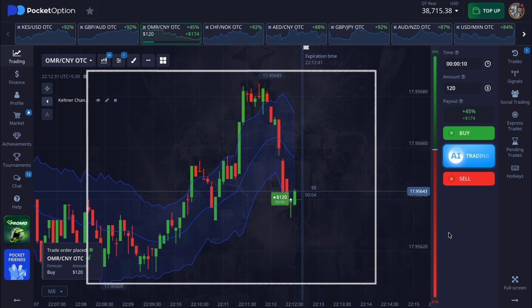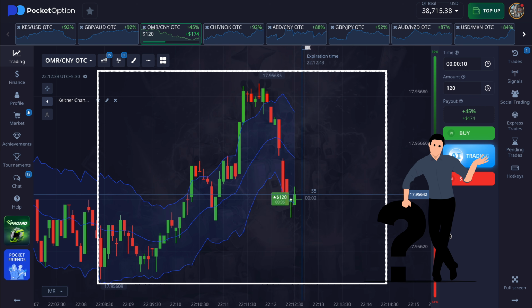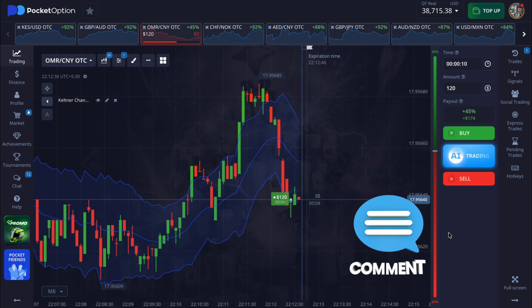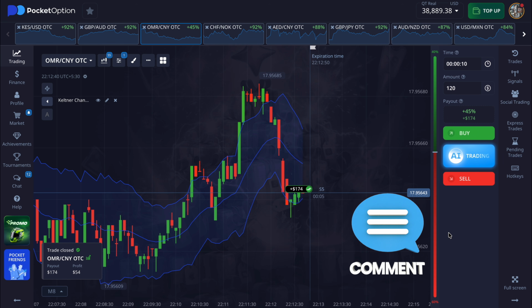Now, take a look at this example and analyze which category it belongs to. Share your answer in the comments. I would like to see how many traders can identify the pattern correctly.